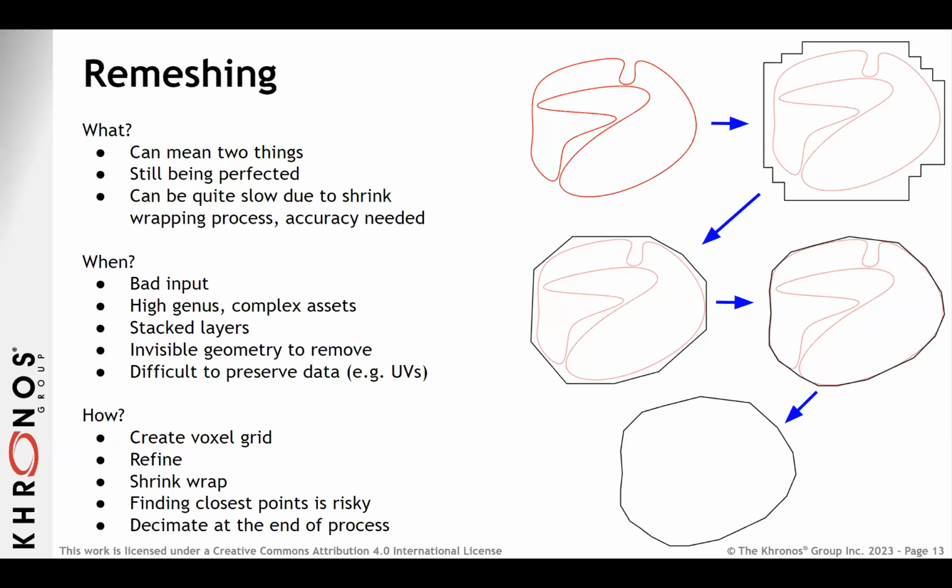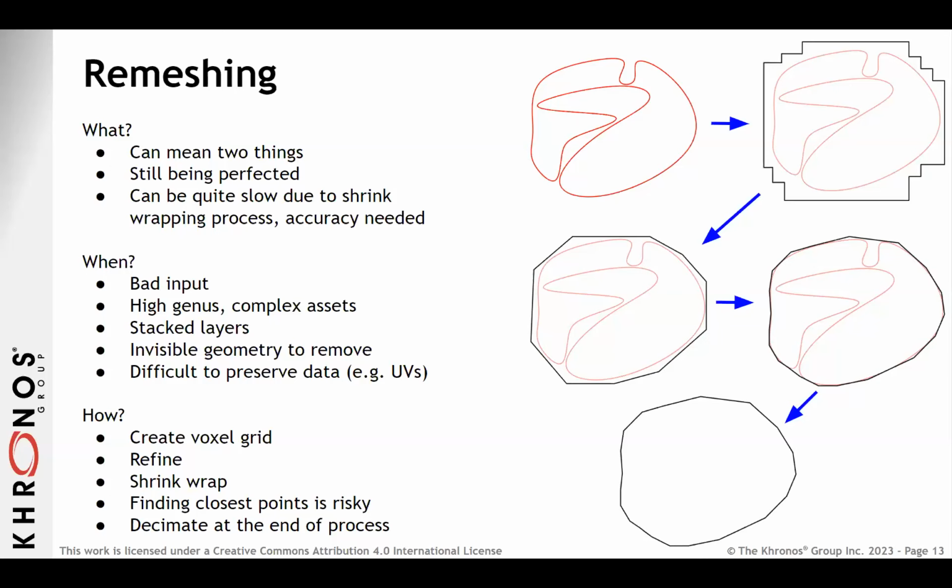One is that you have your topology and you're just changing the topology on the same surface. But this is not what we mean by remeshing, at least not in this presentation. In this one, I mean reconstructing the geometry basically from scratch based on the old one. So this technique, like I mentioned, is still being perfected. It's fairly slow due to the shrink wrapping process, and it needs a lot of accuracy.